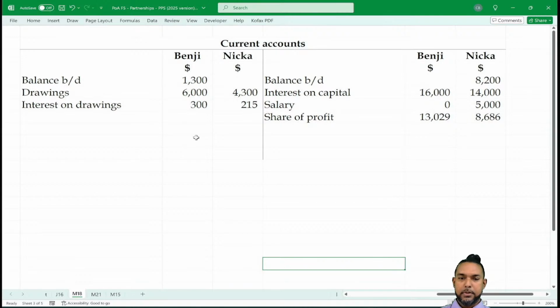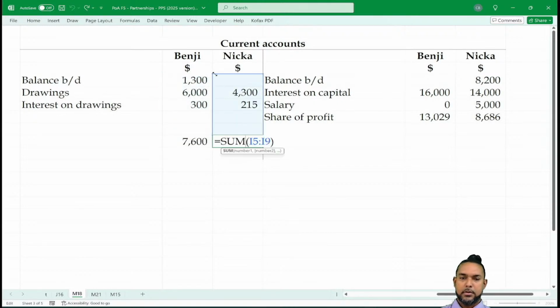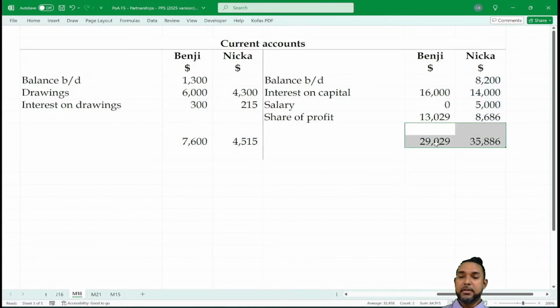Right, so again, what we do is we find the total on both sides. Okay, cool. Now, clearly, each of these partners has a bigger credit total than debit total. So the balance in both cases will be carried down from the debit side.